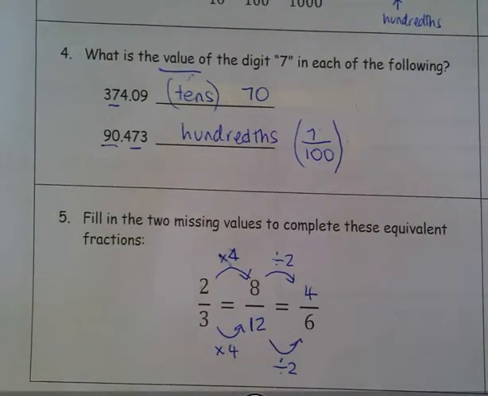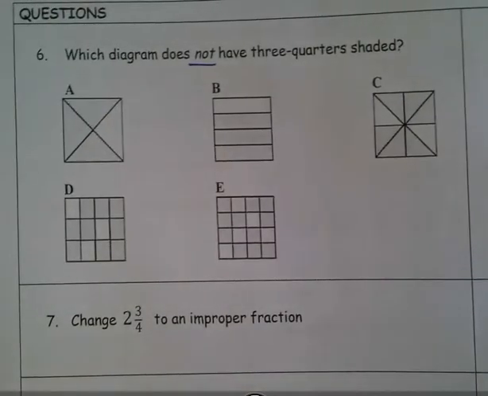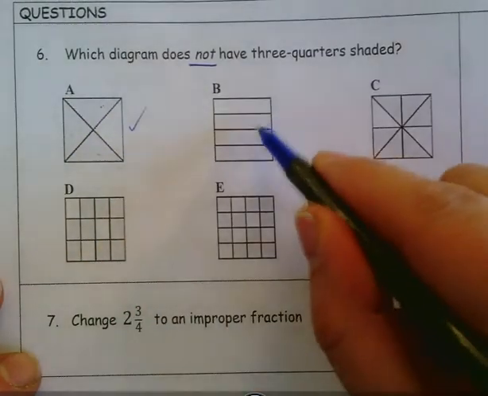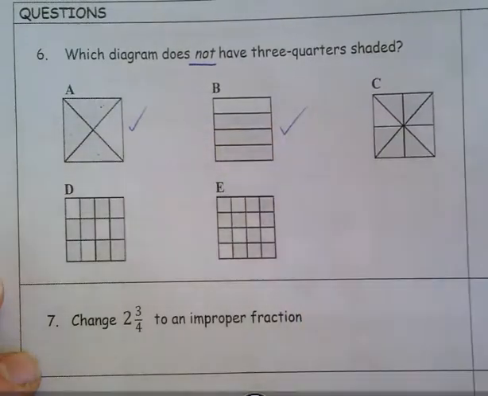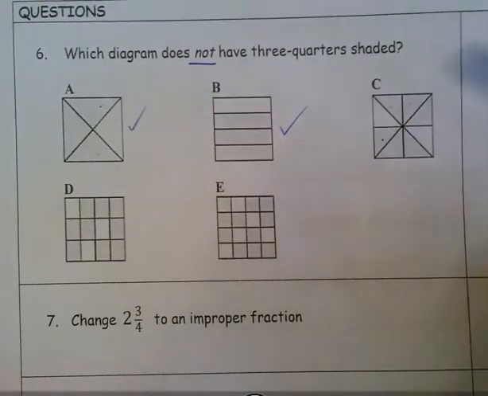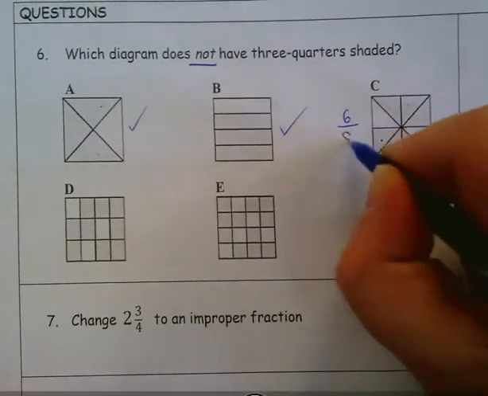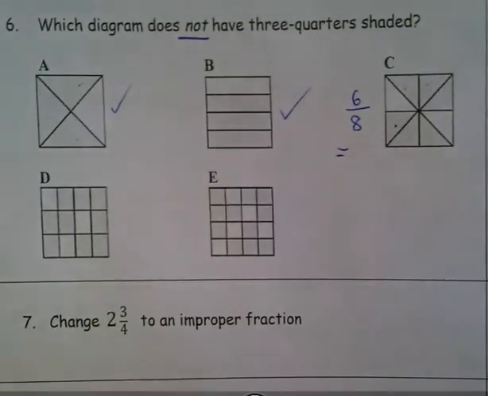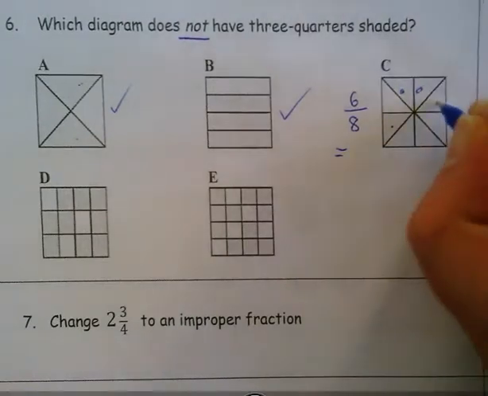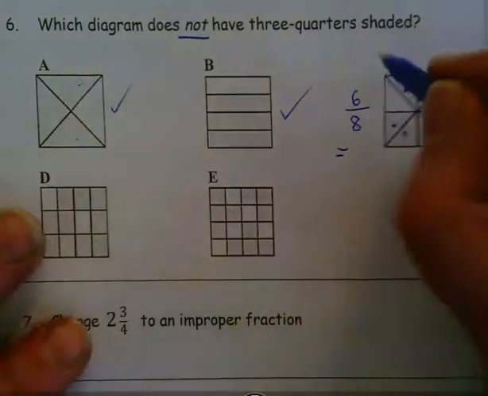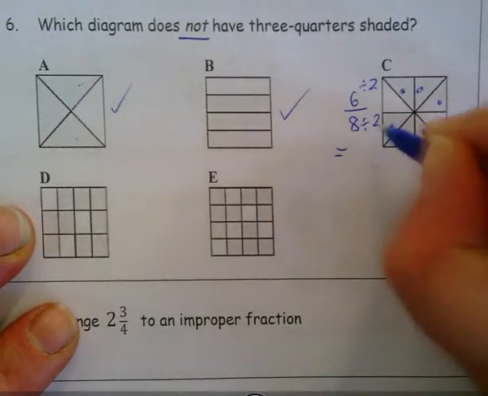Okay. Which diagram does not have 3/4 shaded? It looks like there's 3 shaded out of 4. This one looks okay. What about the second one? There's 4 sections. 3 of them are shaded. What about this one? Well, you've got to look. 1, 2, 3, 4, 5, 6 are shaded out of 8. That simplifies to 3/4. I can see 3 shaded, girls. I know it's not very dark, but 6 are definitely shaded. 6 out of 8. How do I simplify 6 over 8? They're both divisible by 2. What do you get? 3/4.